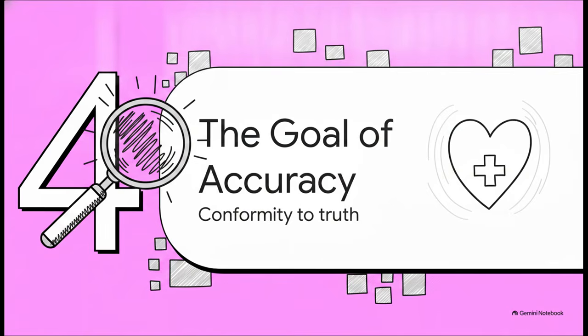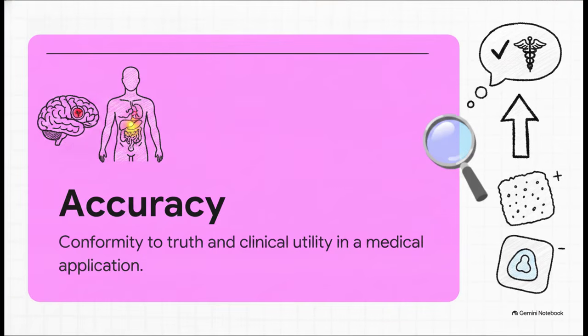Which leads us perfectly into Chapter 4, the ultimate goal: accuracy. So the crucial point is, if you don't have accuracy, every single other factor we just talked about is completely meaningless. Accuracy is defined as both the conformity to truth and the clinical utility of the image. Remember, we judge quality purely on utility for a specific job.